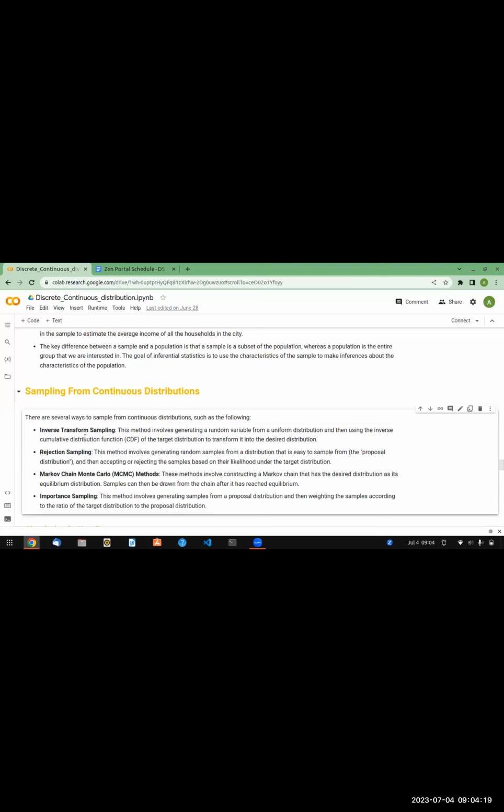So the first technique of sampling from population is called inverse transform sampling, but there is mathematics behind it. Let's try to understand what it is in the first place. This method involves generating a random variable from a uniform distribution. Okay, so this is the first step. And why do we need to generate the variable from uniform distribution? The answer lies in the mathematics, which I have given here.